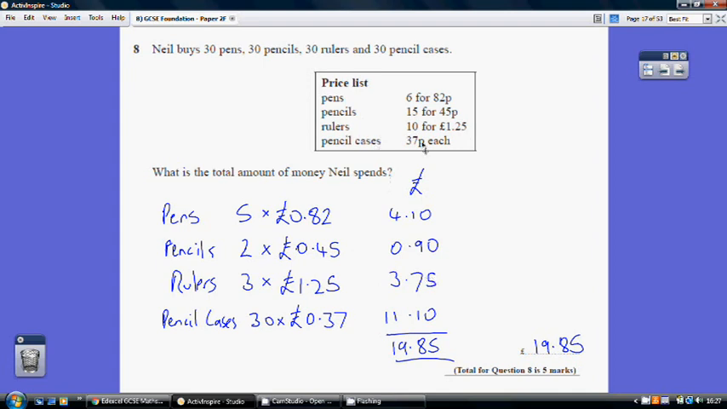Now the pencil cases I've got to buy individually, so I buy 30 of these at 37p each, which is £11.10. Add these 4 subtotals together, I get £19.85.